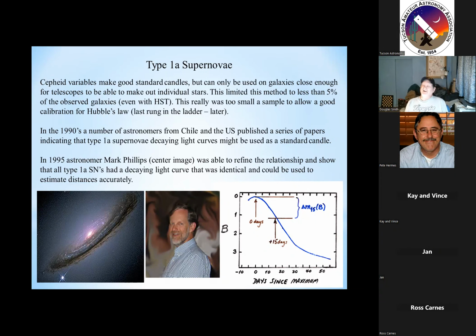And astronomers tried to find something else, a better way to calibrate Hubble's law, if you like.